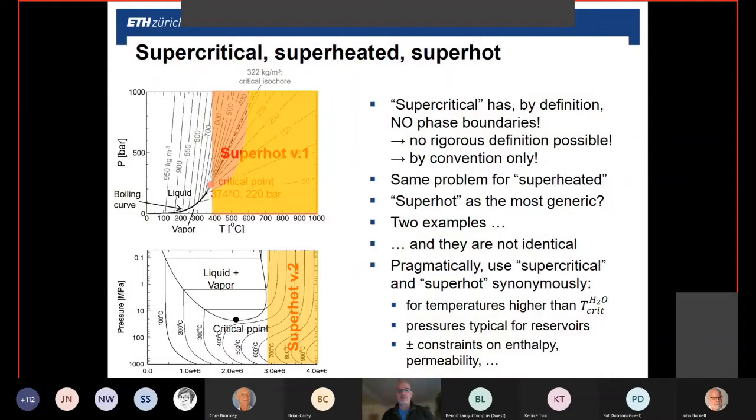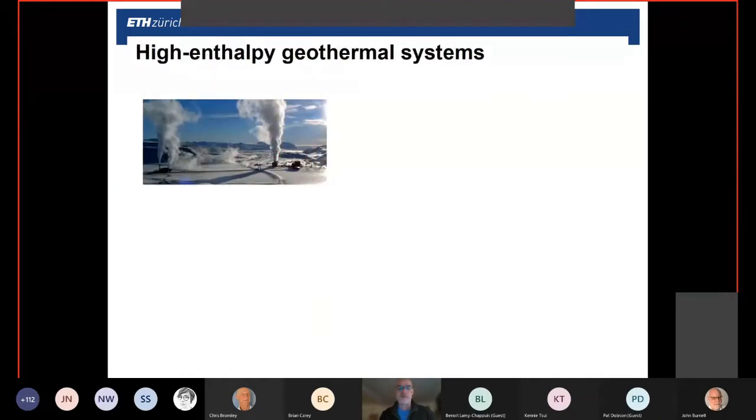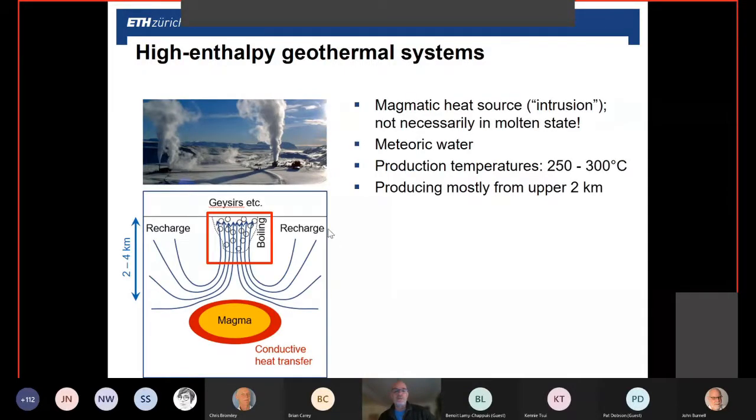So having said that, some problems. Moving the slides here. Okay, so high enthalpy geothermal systems. This is Krafla in Iceland. You see the steam coming out of the power plant there, and what is beneath, somewhere there's magma. So this is a very, very schematic conceptual model of that, a generic one.